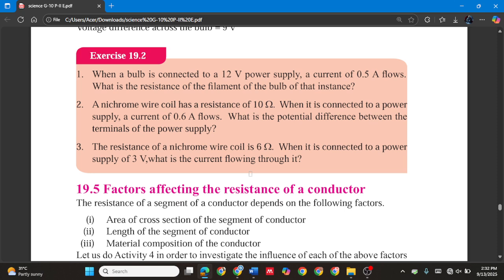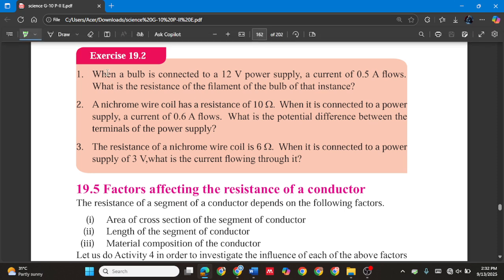Take a piece of paper and find out the answers. After you find them, I'm going to solve them right now. I think you are continuing this video after you have solved the questions.